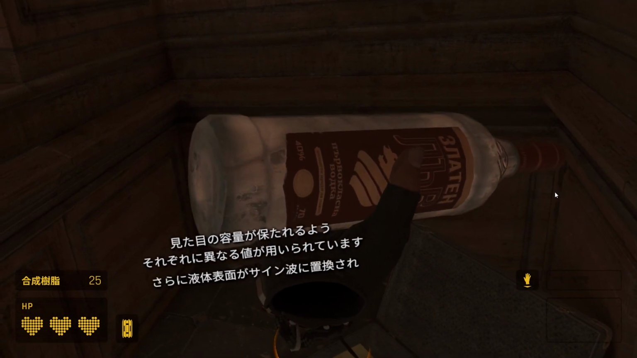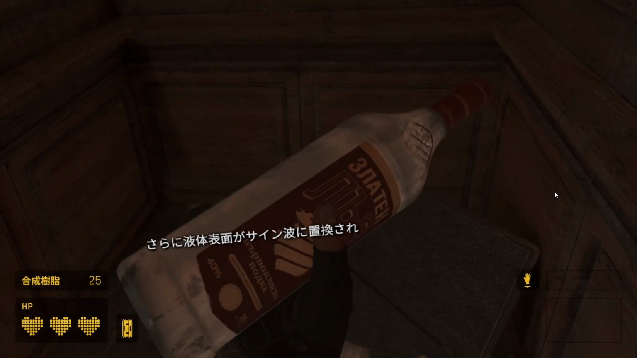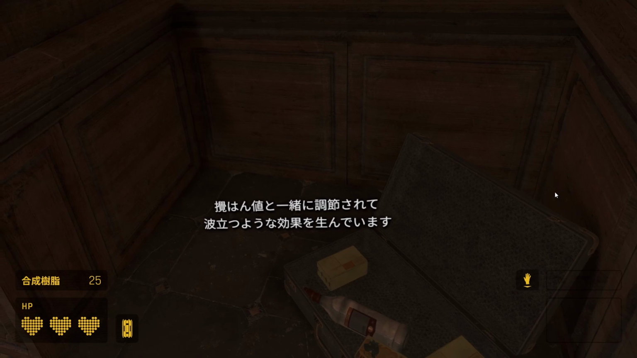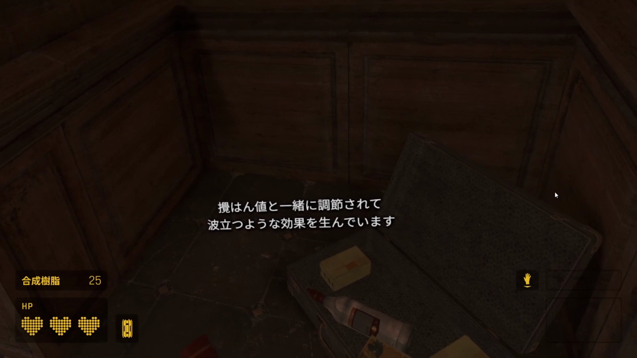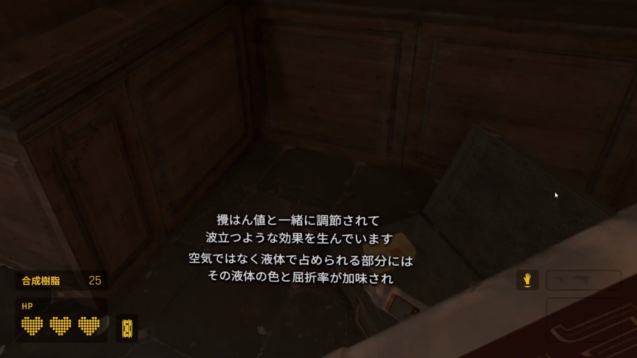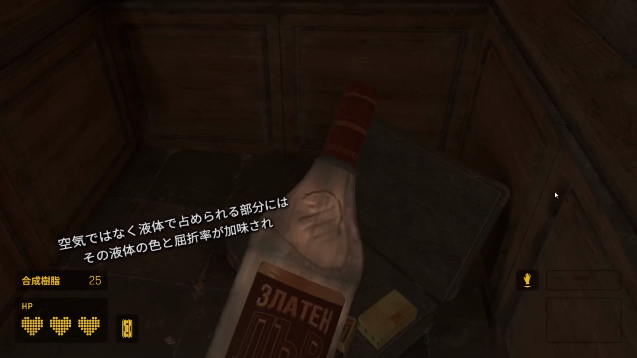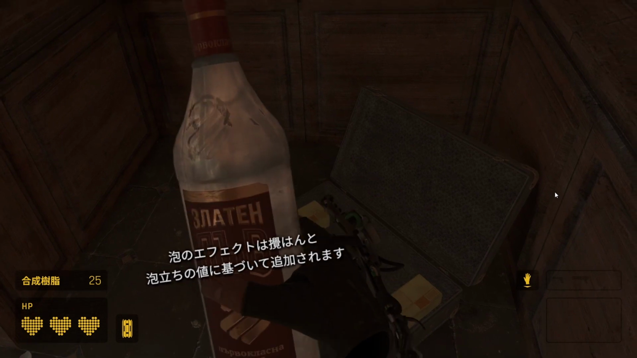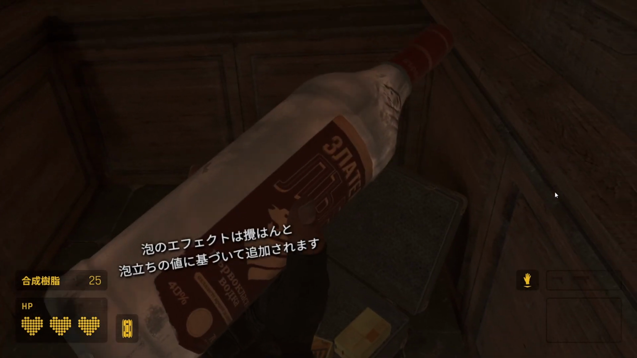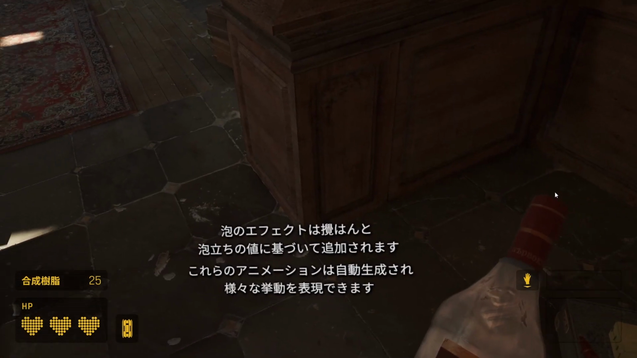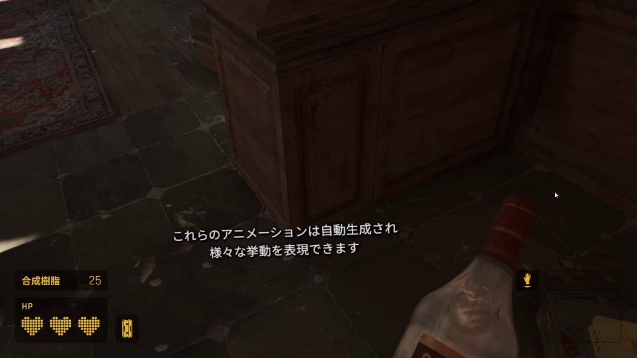The liquid's surface is then displaced by a number of sine waves, modulated with the agitation value to create rippling waves. The areas determined to contain liquid, as opposed to air, take on the colour and refraction index values of that liquid. Bubbles and foam effects are added based on the agitation and foaming values. These are procedural and can be modified to create a variety of different behaviours.